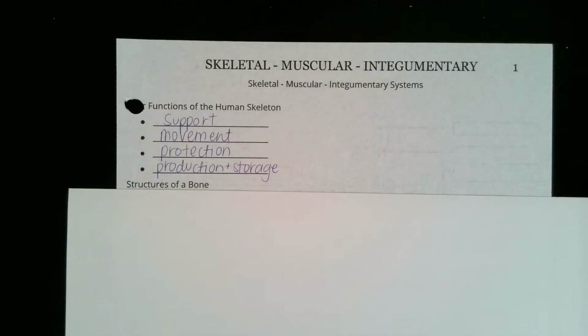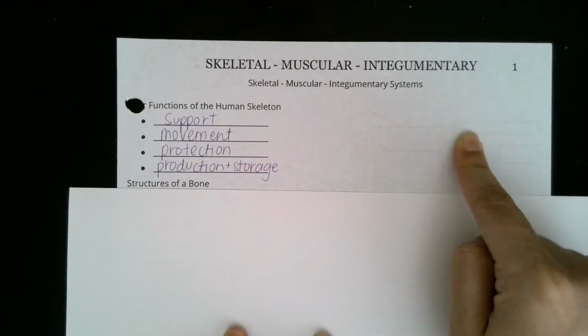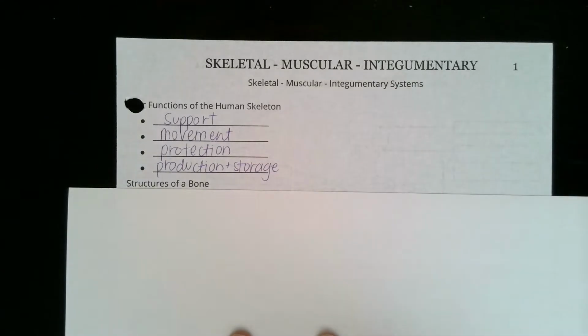The next part is the structures of a bone. As we go through these, we're going to draw them on our little bone section. You can use this area right here on the top right of your page to draw these. I'm going to draw mine right here so that I don't ruin my key with the diagram forever.